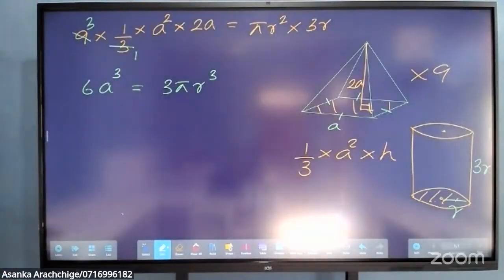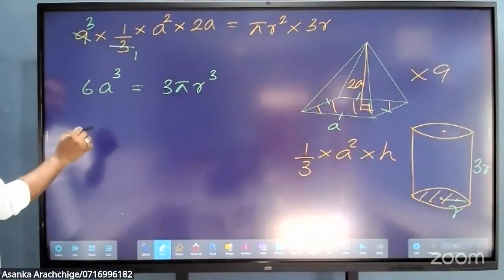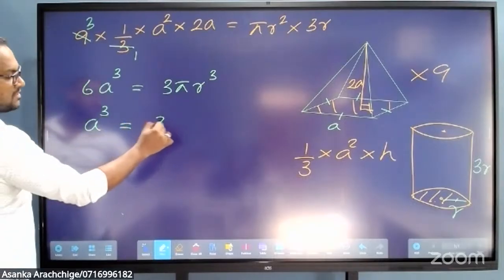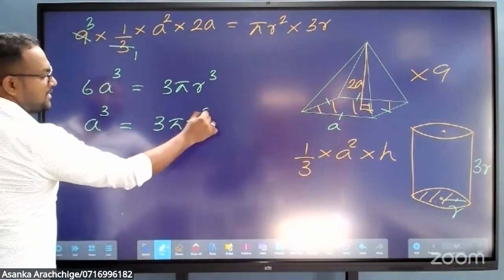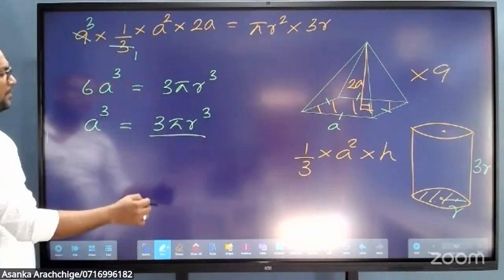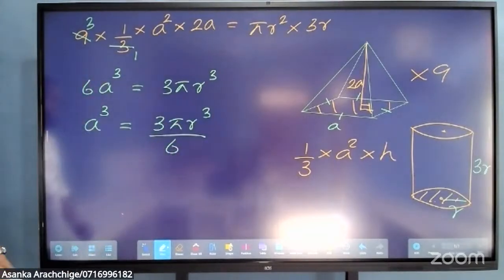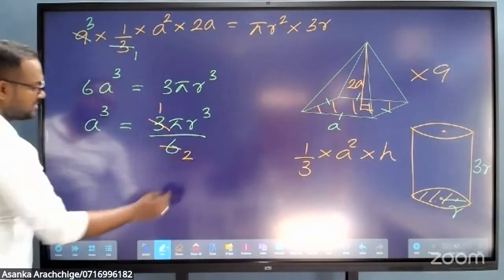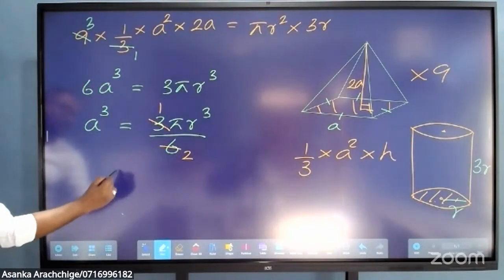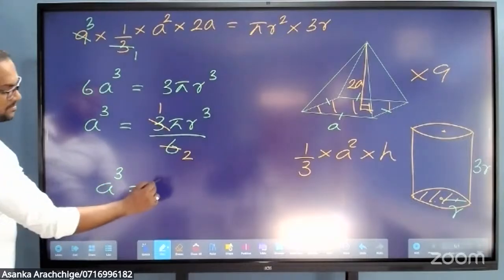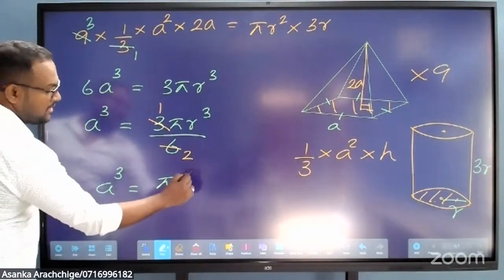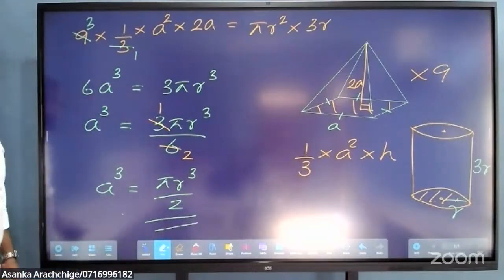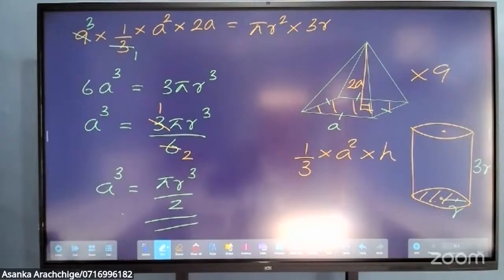Clear? Now, I make a cube the subject. a cube must be equal to 3 pi r cube upon 6. Then you can cancel the factors, 3 times 1, 3 times 2. Therefore, a cube must be pi r cube upon 2. Is this what we have to show today? Yes.